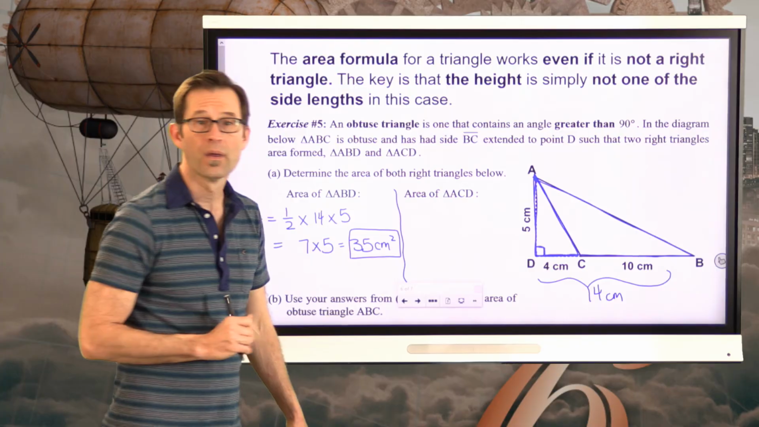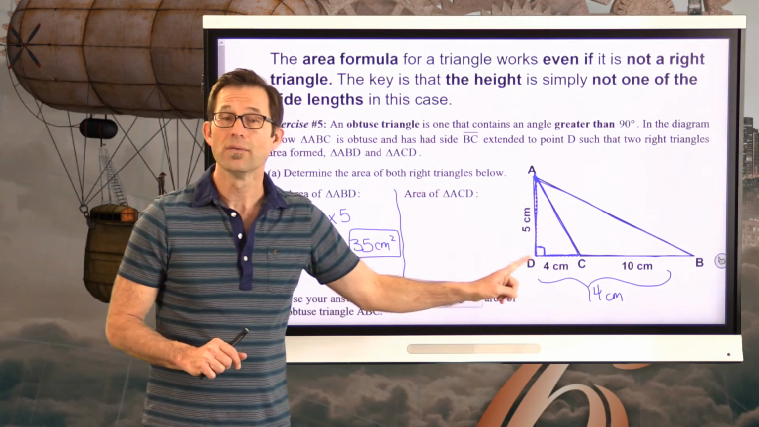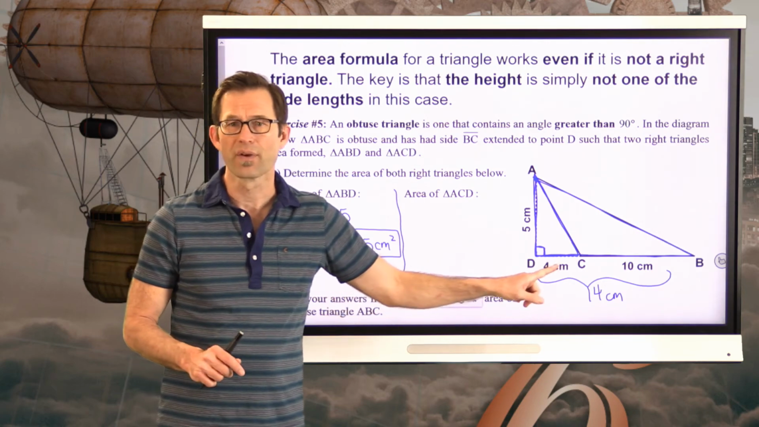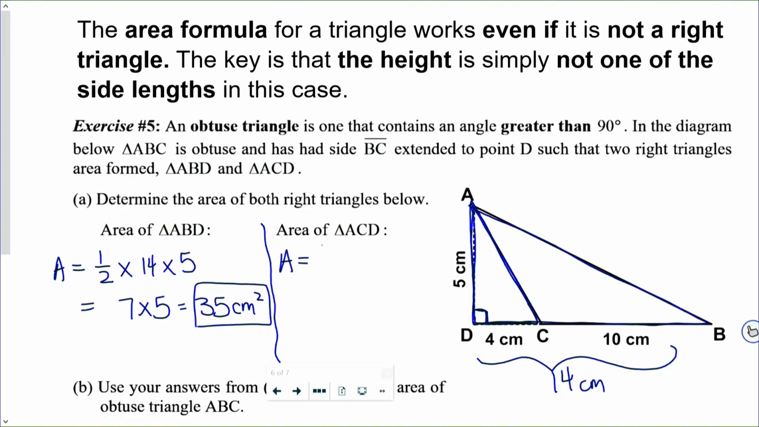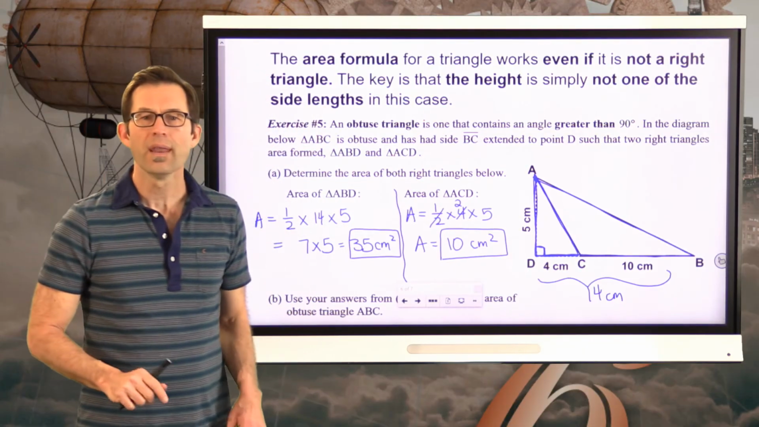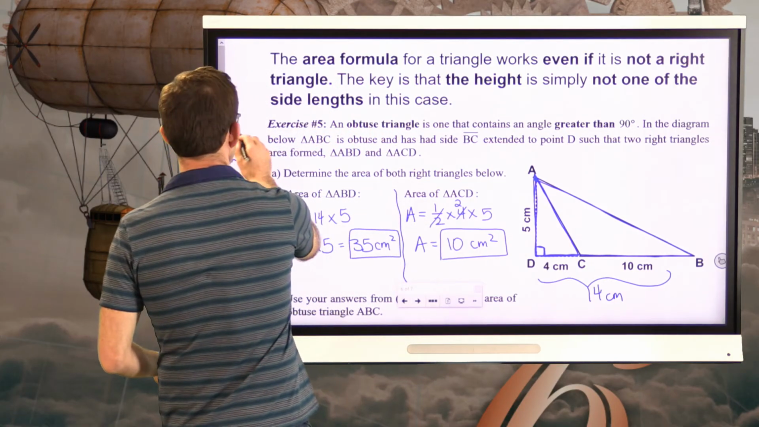All right. Now for the smaller one, triangle ACD, right? For that one, I've got everything. I've got the base of 4, I've got a height of 5, so its area is going to be 1/2 times 4 times 5. 1/2 of 4 is 2, so I can then do 2 times 5 and get 10 square centimeters.